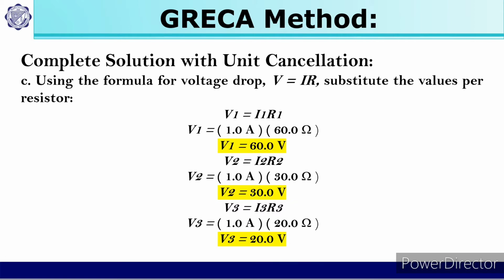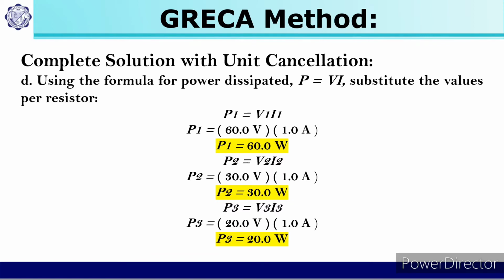Now we proceed with letter C. Using the formula for voltage drop, which is electric current times resistance, substitute the values per resistor. We have voltage 1 is equivalent to electric current 1 times resistance 1. So we have 1 ampere times 60 ohms, it is 60 volts. So the voltage 1 is 60 volts. For voltage 2, the same process, electric current 2 times resistance 2, we have 1 ampere times 30 ohms. The answer is 30 volts. And for voltage 3, the same process, electric current 3 times resistance 3, we have 1 ampere times 20 ohms. The answer is 20 volts. So this is our answer.